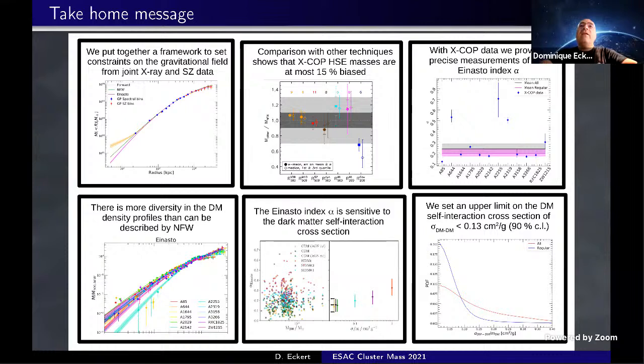The Einasto index alpha can be measured with high precision in our sample. And this Einasto index alpha is a sensitive probe of the dark matter self-interaction cross-section, such that when we put together our measurements with the simulations from BAHAMAS, then we end up with this type of constraints on the self-interaction cross-section, which is about 10 times deeper than what can be done by individual merging clusters like the bullet cluster. Thank you very much for your attention.